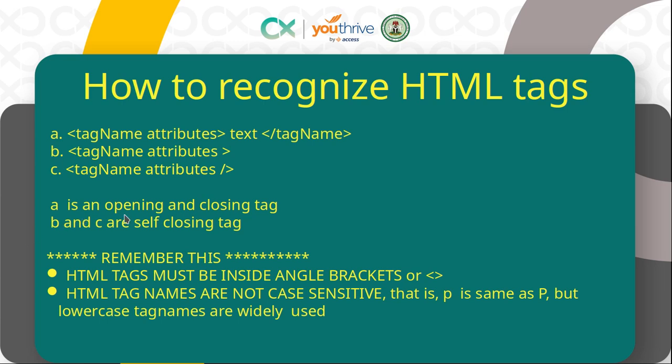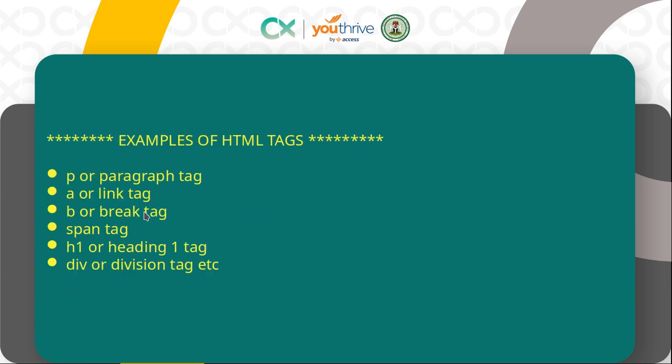Okay, so I'll move to the next part now, which is examples of HTML tags. So we have the P tag or the paragraph tag, we have the A tag or the link tag or the anchor tag, we have the B or the break tag. No, that is not the break tag, that should be the bold tag. Then we have the span tag, we have the H1 or the heading 1 tag, we have the div or the section tag. So there are many tags.